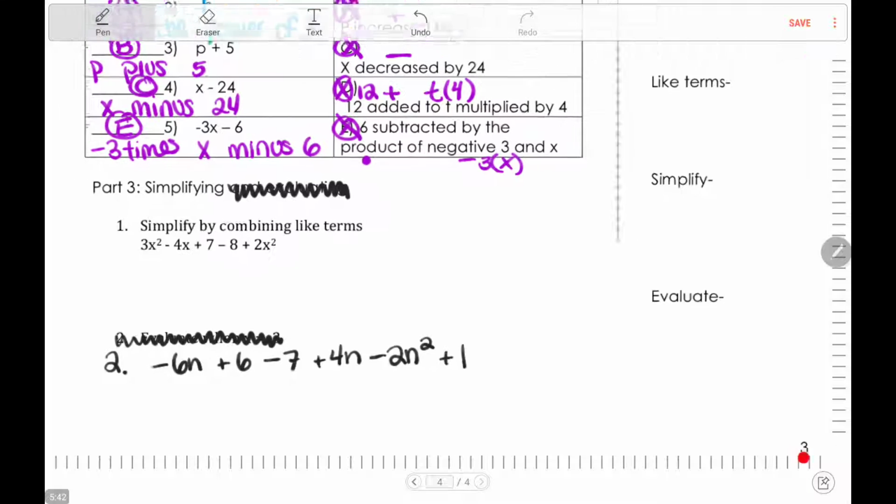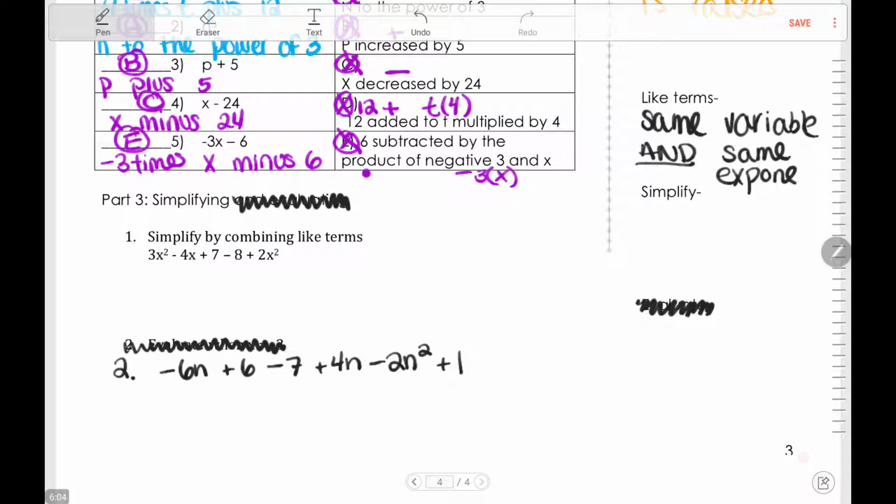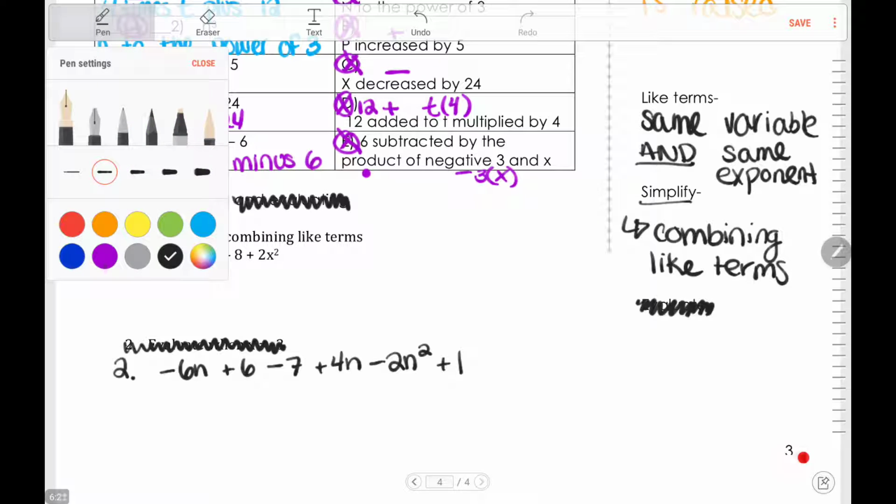All right, so like terms. Let's cross off this one. Like terms have the same variable and the same exponent. And a way to simplify is by combining like terms.